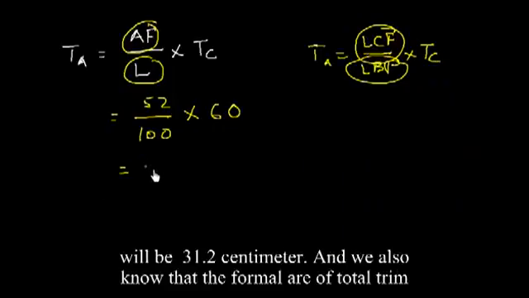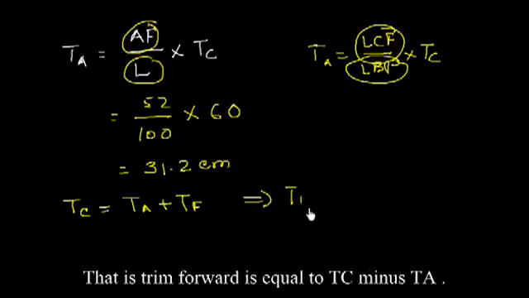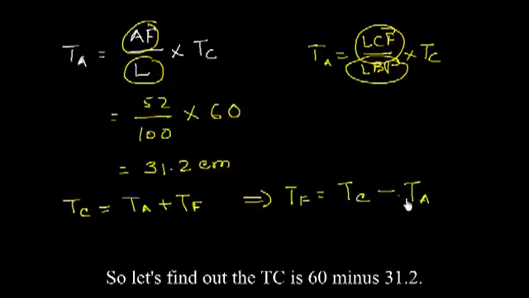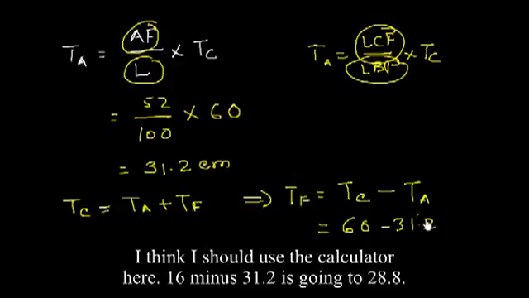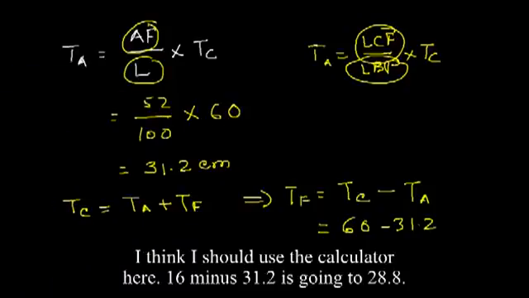So this gives me 31.2 centimeter. And we also know that the formula of total trim is TC is equal to TA plus TF. So this relationship will give me TF, that is trim forward, is equal to TC minus TA. So let's find out, the TC is 60 minus 31.2. I think I should use the calculator. 60 minus 31.2 is equal to 28.8.